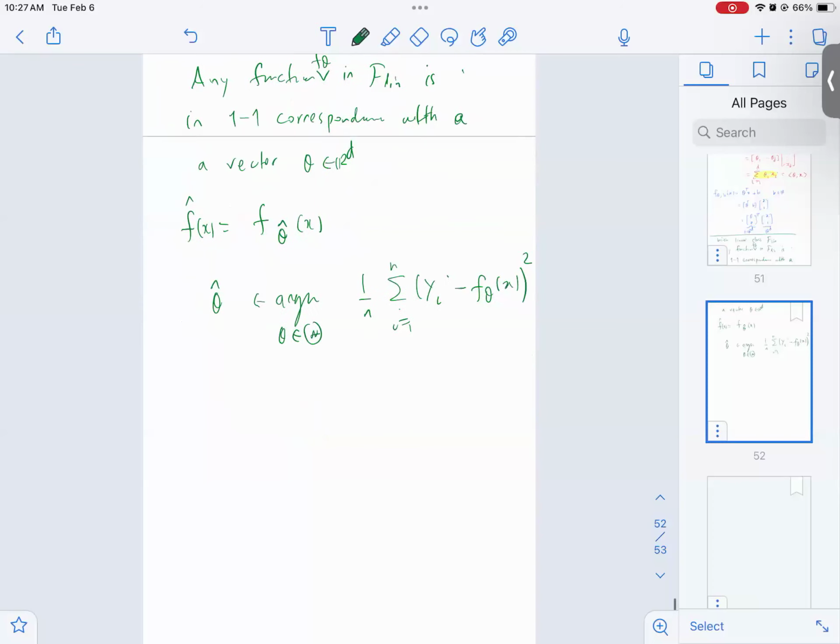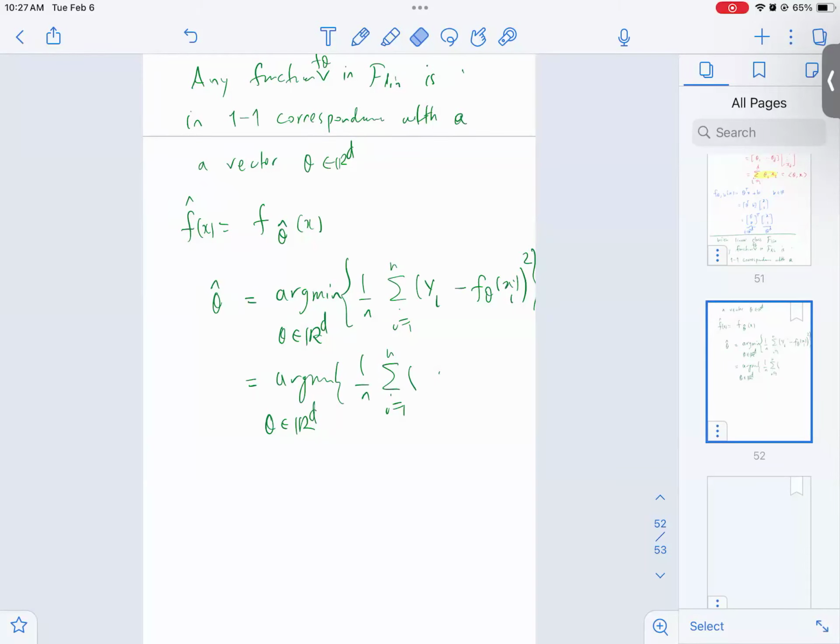And if you plug in the form, this is equal to, let's say, the argmin over theta, which in this case is R^d. But I can also restrict my theta if you want. So, over R^d, 1 over n, summation i from 1 to n, y_i. I also usually write this, sorry, x_i.